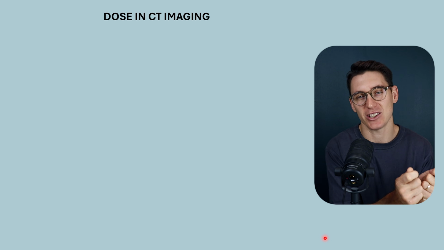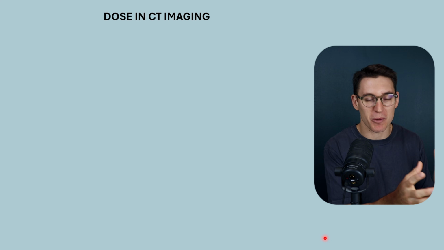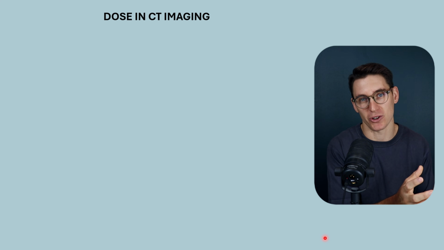We're going to shift our attention now to dose in CT imaging. And I want to separate this into three different modules. The first, being today's talk, we're going to look at what exactly dose is and how dose is imparted on tissues. We're also going to look at some of the basic units we use to describe dose.